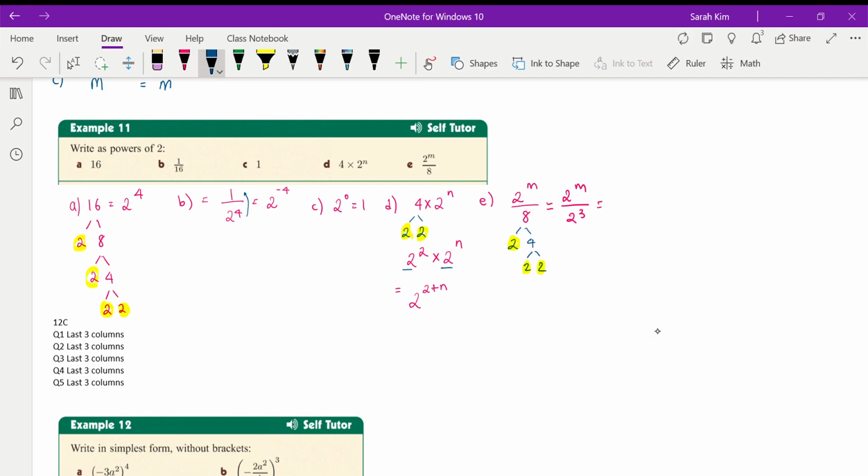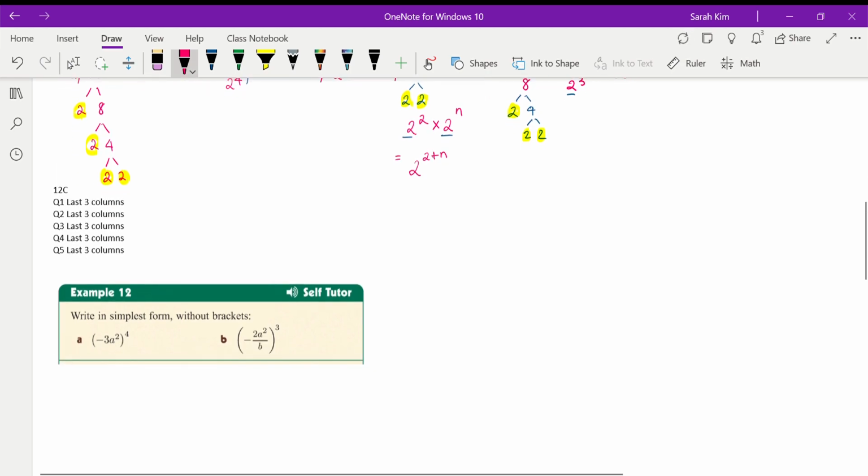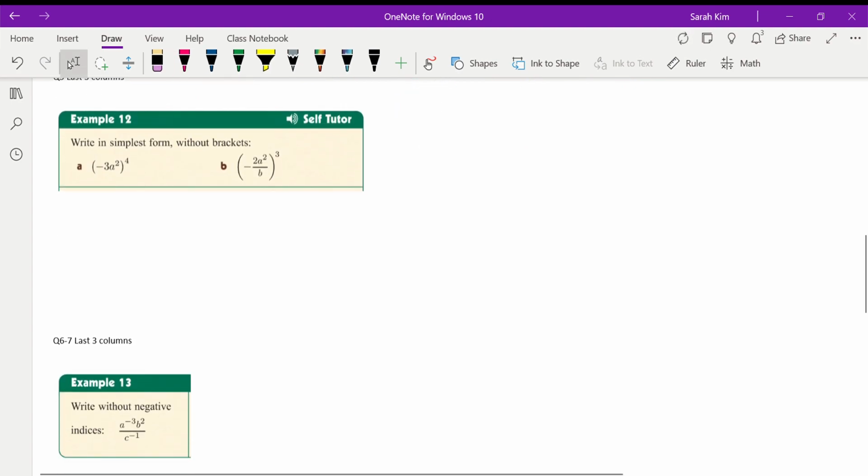Now, you notice that the base is the same, and that means you can use the index law, the one with the divide, meaning you do m take 3, and that becomes your answer. So you should be able to do all of these questions now before you move on. But I'm going to keep going on. You can pause the video, do those questions, and then come back.